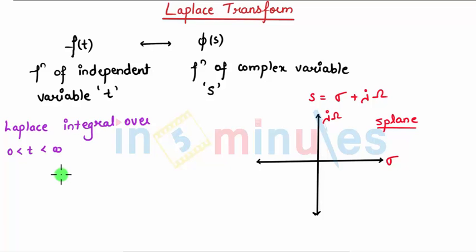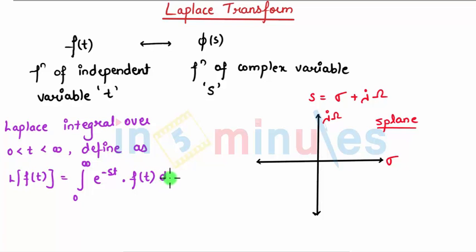So we can define a definition, that is the Laplace integral over 0 to infinity. Understand, students, Laplace can be defined for minus infinity to infinity also. When you define it from minus infinity to infinity, we say that is the bilateral Laplace transform, and when you define it from 0 to infinity, you say it is the unilateral Laplace transform. So the Laplace integral over 0 to infinity is defined as Laplace of f of t equal to the integral from 0 to infinity of e raised to minus st f of t dt.